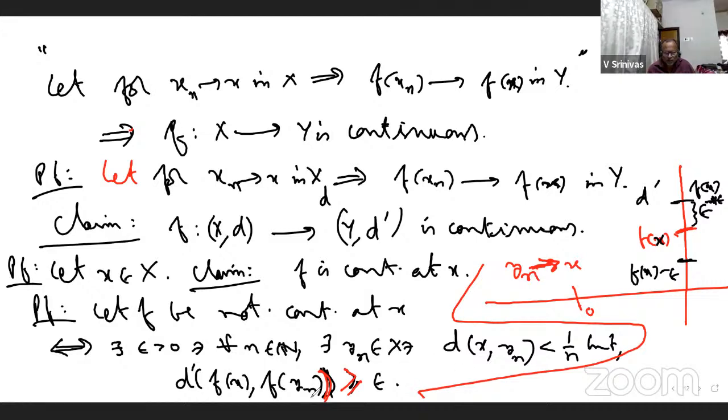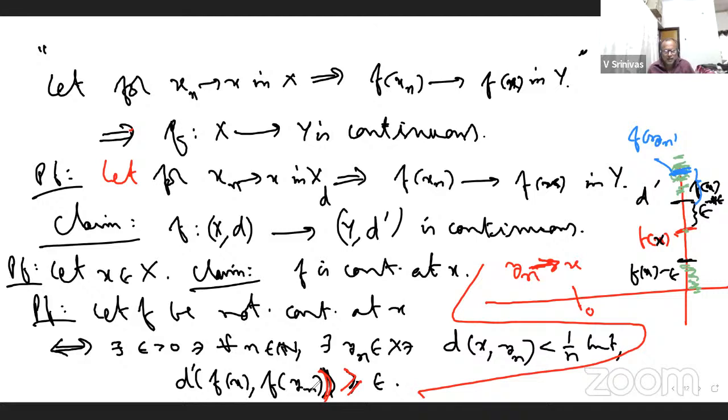So the f of yns will be either here or here. These are f of yns, the green numbers. The distance from f of x to f of yns. For fixed n, yn is a point here, and f of yn is a point. So the distance between f of yn and f of x is greater than or equal to epsilon. It is larger than this.